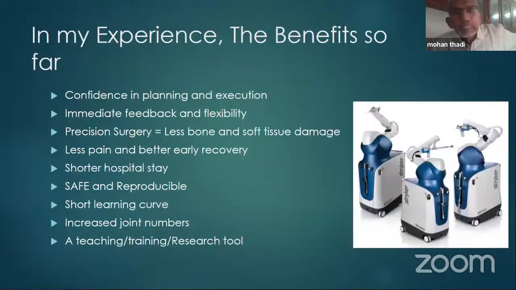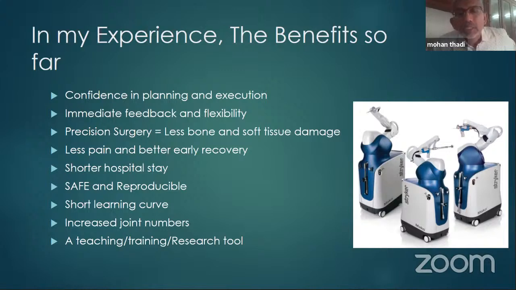So in my experience, the benefits of robotic unicompartmental have been more confidence in planning and execution, and feedback is immediate. You can see the patient mobilizing very soon, as early as in the evening or the next day. Surgery is very precise, less bone and soft tissue damage, less pain, better early recovery. We have noticed that our hospital stays have reduced for the patients after unis, and they can go home as early as 2 to 3 days. It is safe and reproducible. There's a short learning curve.